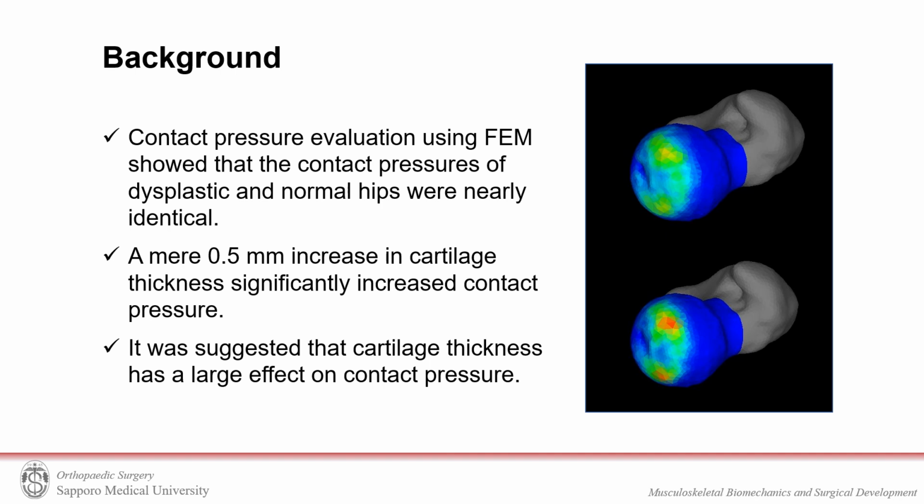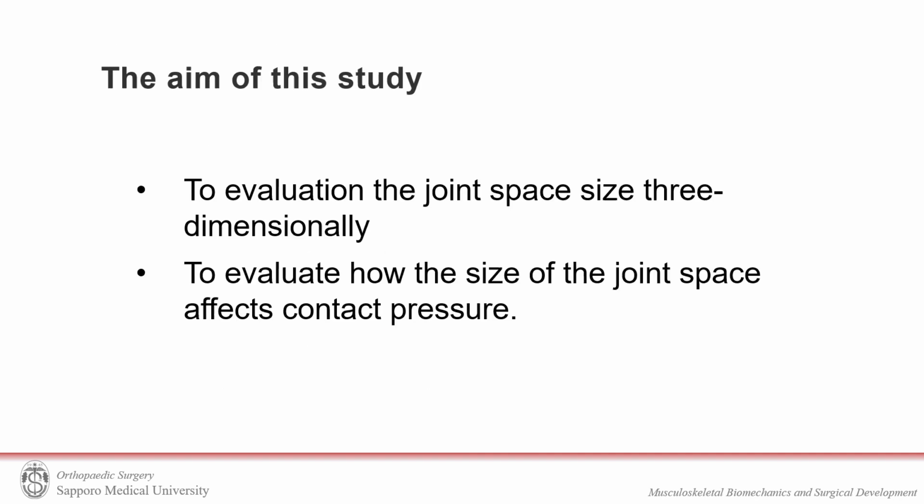Background. Contact pressure evaluation using finite element methods shows that the contact pressure of dysplastic and normal hips were nearly identical. A mere 0.5 mm increase in cartilage thickness significantly increased contact pressure. It was suggested that cartilage thickness has a large effect on contact pressure. The aim of this study is to evaluate the joint space size three-dimensionally and to evaluate how the size of the joint space affects contact pressure.